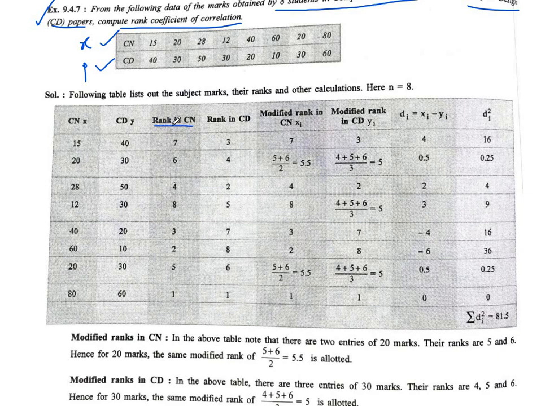Now the next table is the rank in CN. Here we have to find the maximum marks obtained by the student. So 80, we have to give the ranks according to the decreasing order. So 80 is 1. Then the next one is 60, so that is 2. Then after that we have 43. Then this is 28, 4. After that we have 20, that is 5. 20. So now here you see this is 20, and these two values are repeated here.